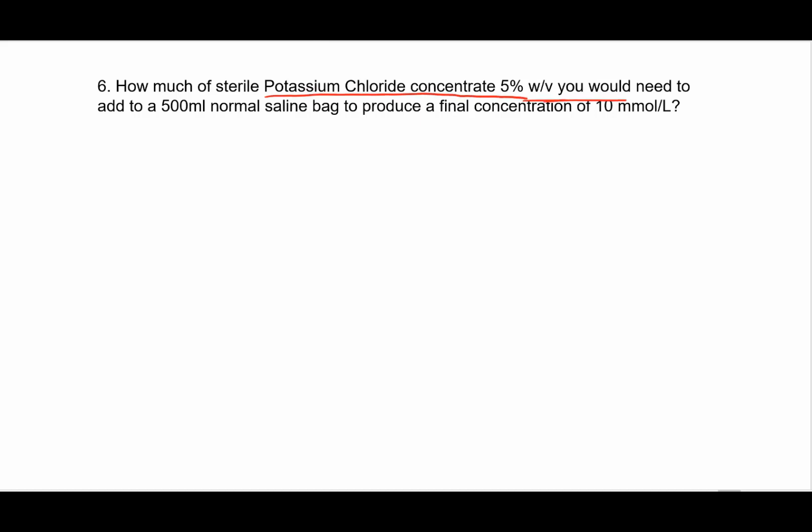Moving on to question number 6, we have: how much of a sterile potassium chloride concentrate, 5% weight by volume, would you need to add to 500 mils of the bag to produce 10 millimoles of the solution? Basically, how much of the 5% solution will I take and add to 500 mils of the bag, so that the concentration of potassium chloride in it is 10 millimoles per liter. Again, it's a form of a C1V1 = C2V2 equation, and we have to find out the volume of the original solution which we have to take.